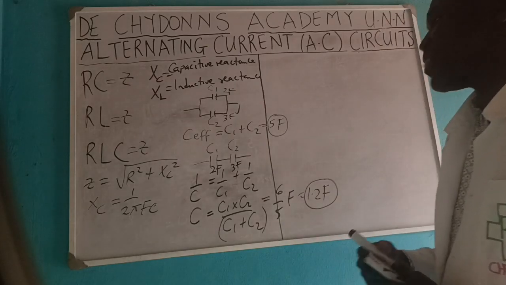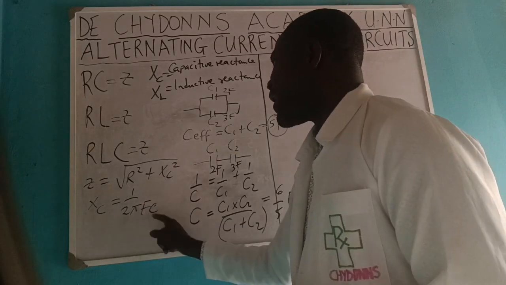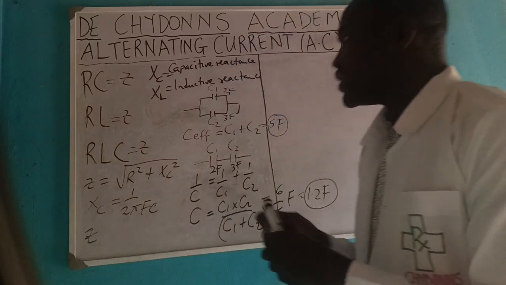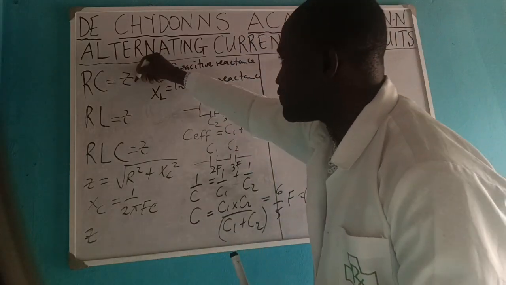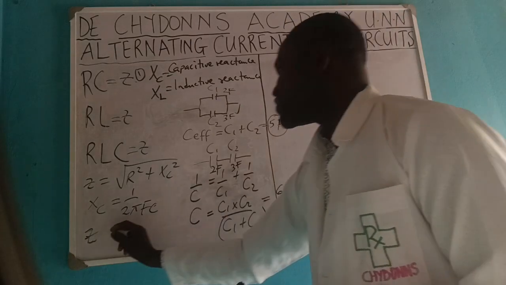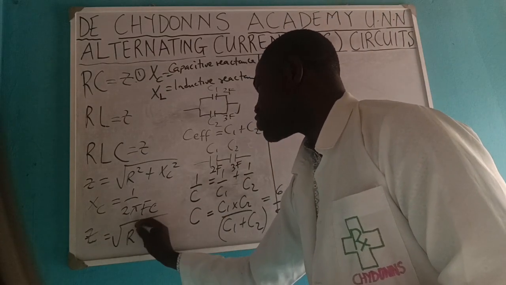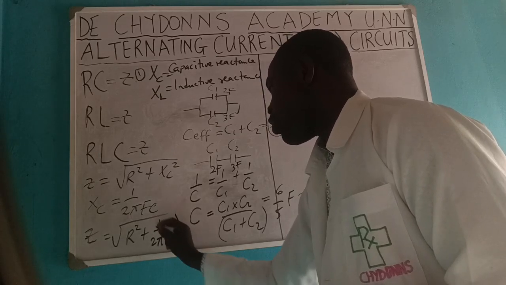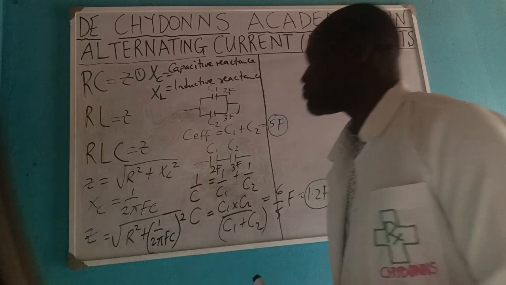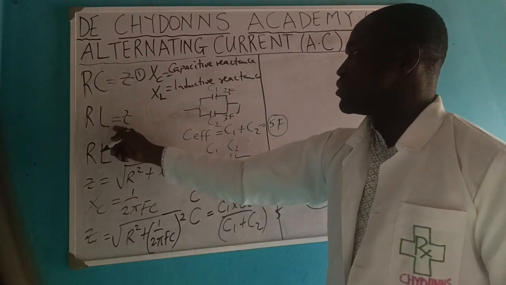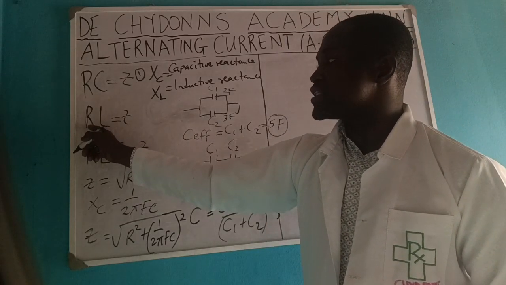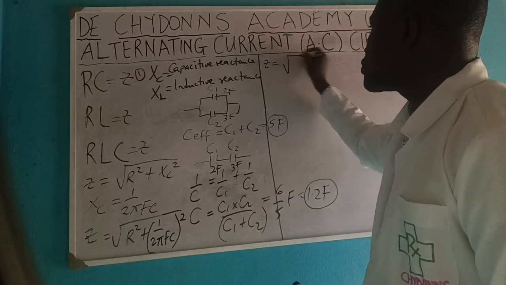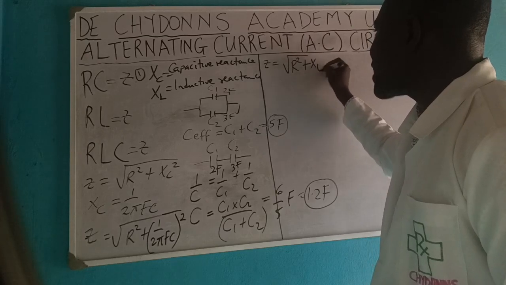Note that. That means 1 over 2 pi L. That means this is my Z. This Z is with respect to this first one. So the Z will be equal to square root of R square plus 1 over 2 pi FC, all squared. Then for this one, for a circuit that has a pure resistor and inductor, the impedance of it is square root of R square plus XL squared.